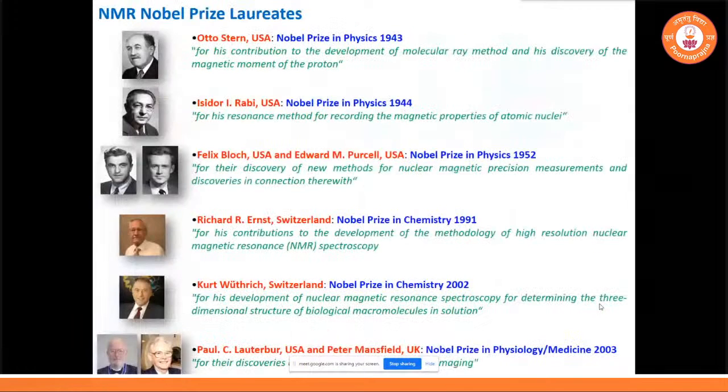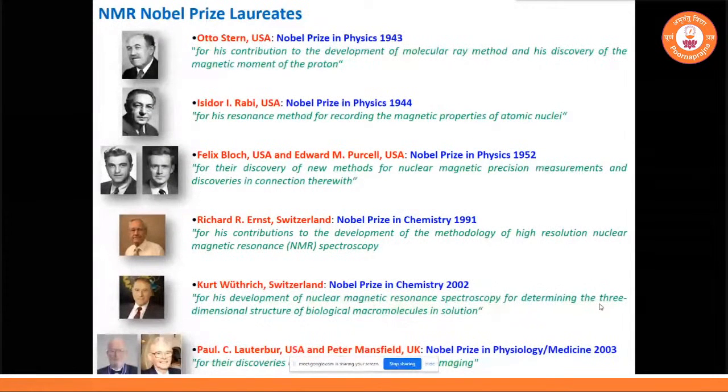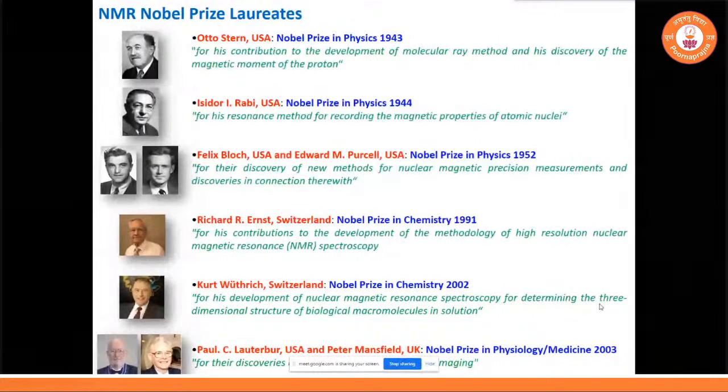Having said that, first we'll see some of the Nobel Prizes in NMR. Otto Stern first made the discovery of the magnetic moment of the proton, which is the basis for NMR. Then Isidor Rabi first observed the nuclear magnetic resonance phenomenon in a molecular beam. His method was further improved by two physicists, Felix Bloch and Edward M. Purcell, independently and simultaneously, and they observed the NMR phenomenon in bulk material.